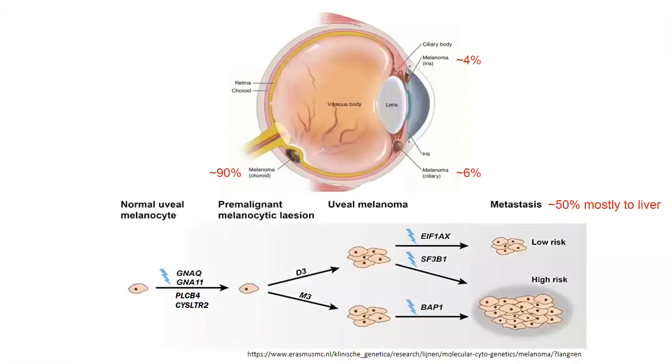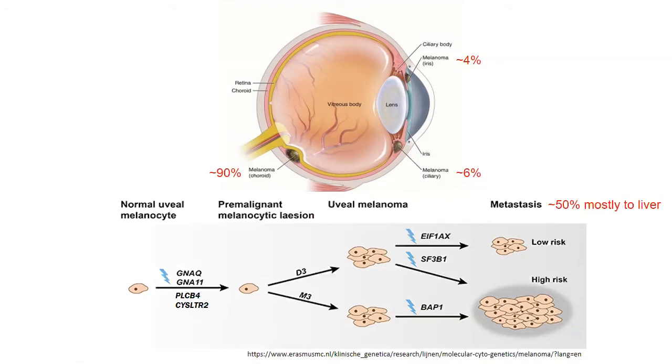So most of you will be well aware, uveal melanoma development starts when one of these 4 oncogenes at the bottom left here are mutated in a melanocyte in the eye. These mutations promote cell growth, but are not sufficient on their own to lead to uveal melanoma. Additional genomic changes are required for that to happen.